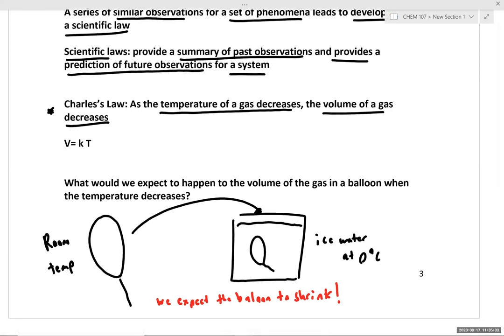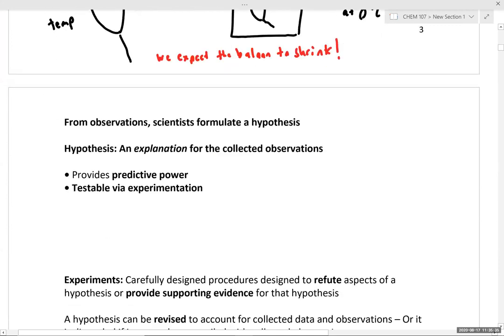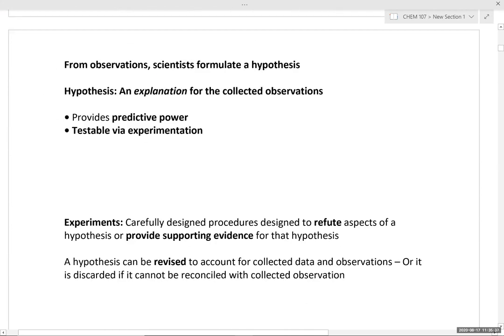Okay. Now, from observations, scientists can also formulate what is known as a hypothesis. Now, a hypothesis is very different than a scientific law because a hypothesis attempts to provide an explanation for the collected observations. So a hypothesis provides predictive power and is testable via experimentation.